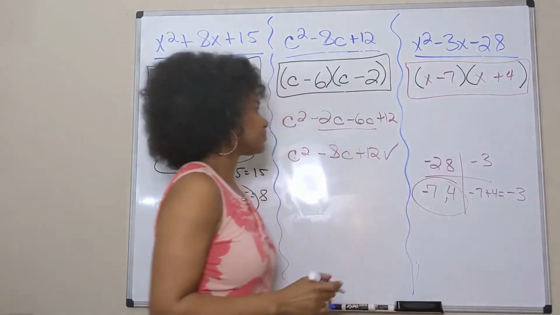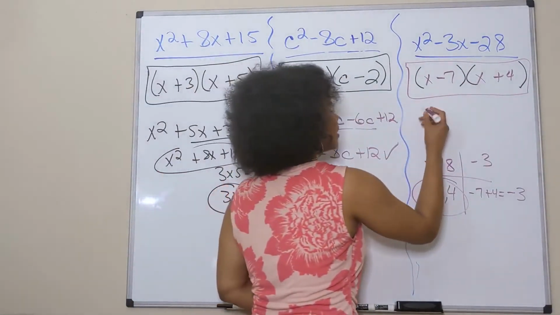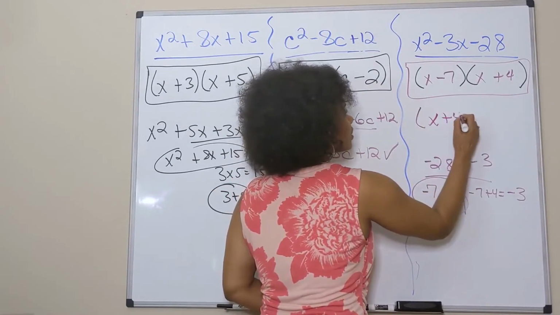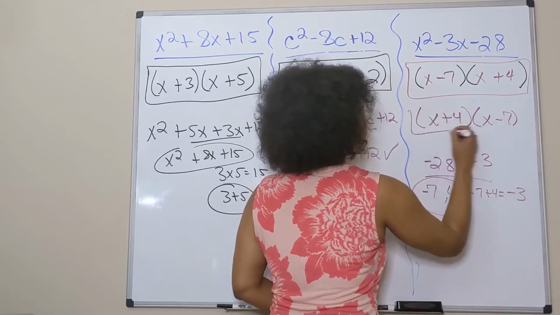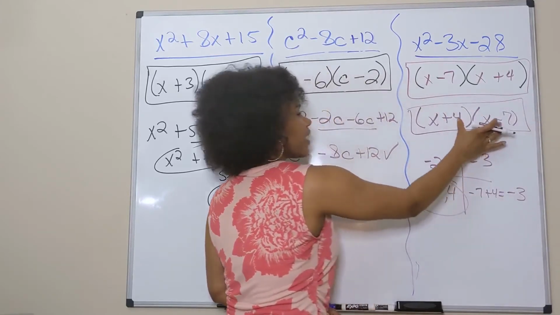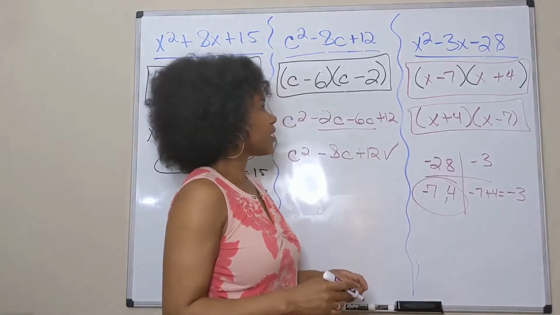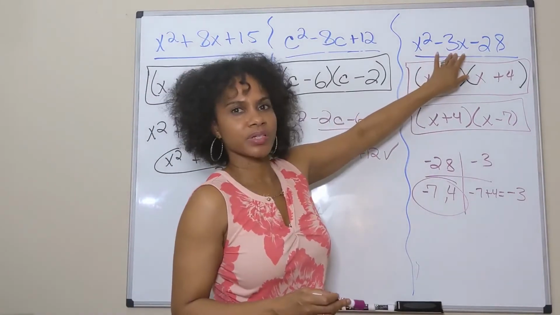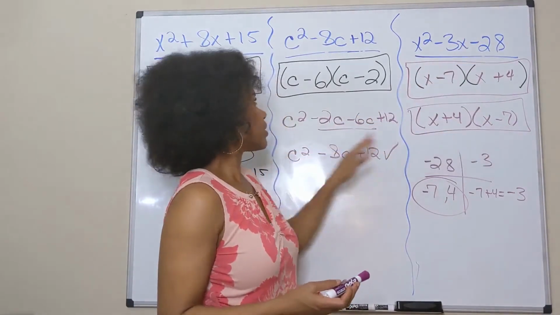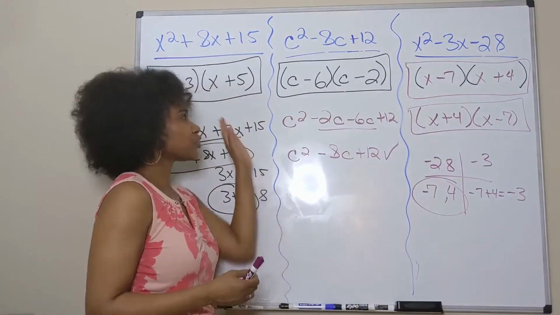Keep in mind that it doesn't matter if you flip the terms. So like here, I could write this as x plus 4 and x minus 7. Doesn't matter, as long as you have the correct sign with the correct term. But that is my final product when I factor x squared minus 3x minus 28. All right. So we have factored these 3 expressions or these 3 trinomials here.